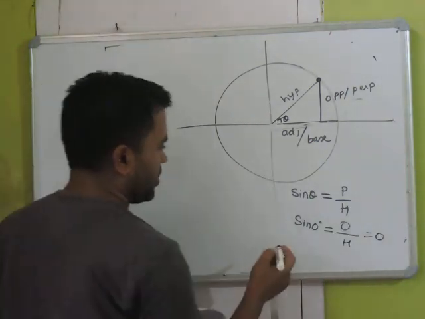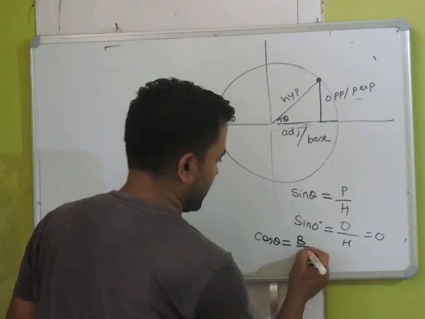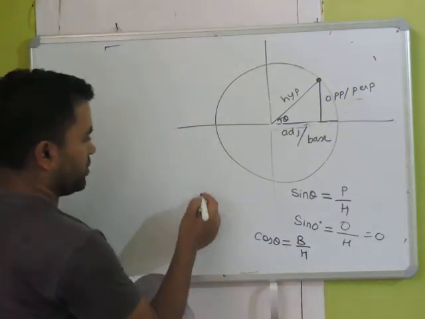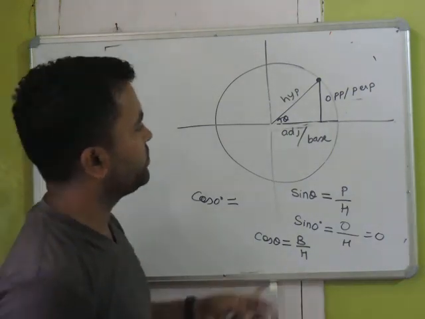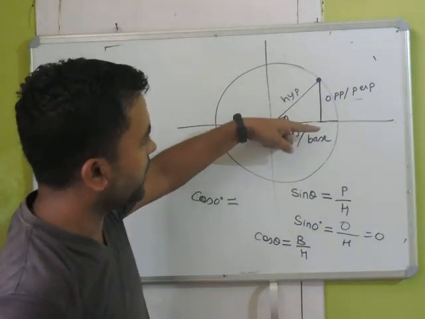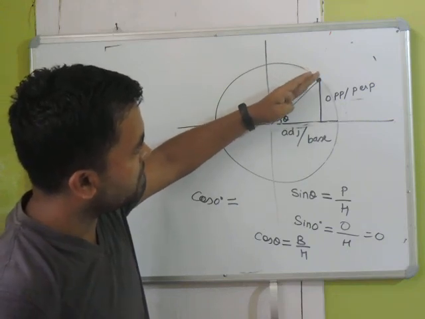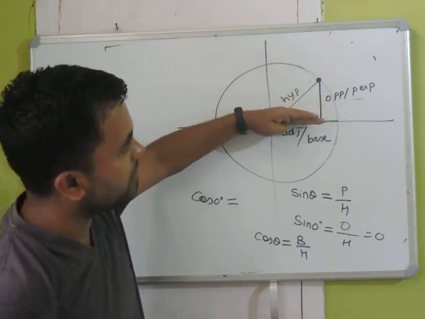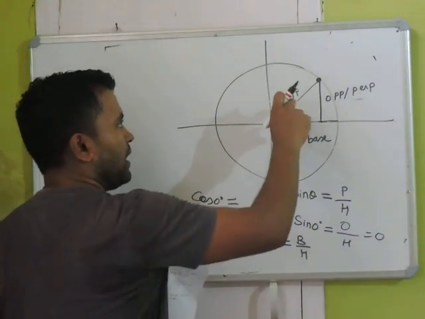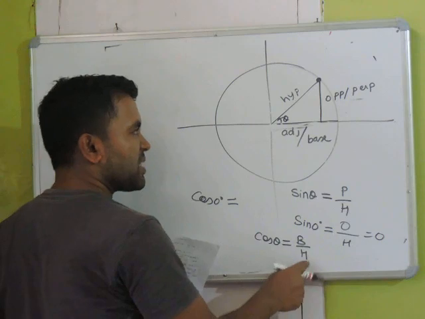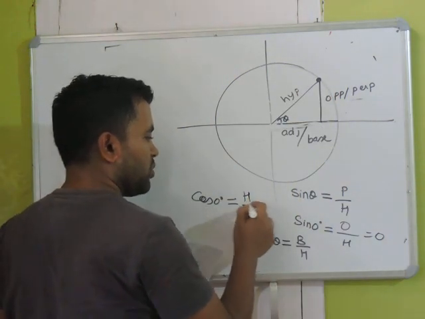Then if I take cos 0, cos theta is base by hypotenuse. What will be cos 0? If you see, if this line is here, then only it's 0. So when theta becomes 0, you can see hypotenuse and base become the same, right? So this also, and this, why?